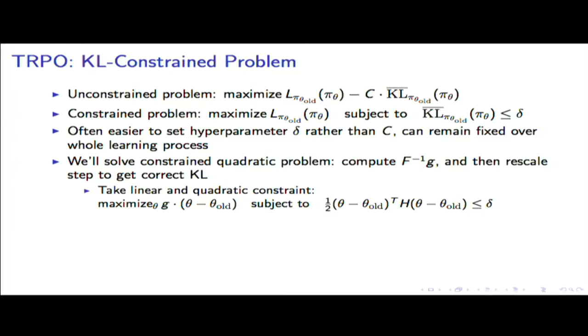And why do we want to do this constrained problem instead of the unconstrained problem? Often it's easier to set the hyperparameter, which is the KL divergence between the new policy and the old policy.